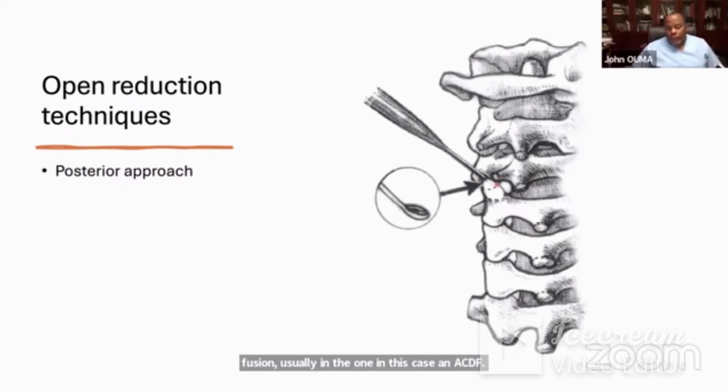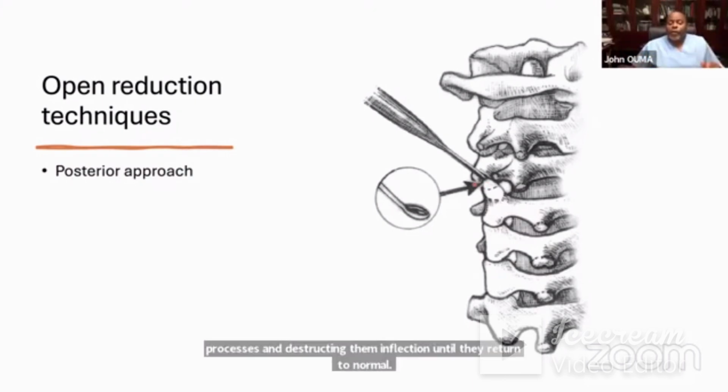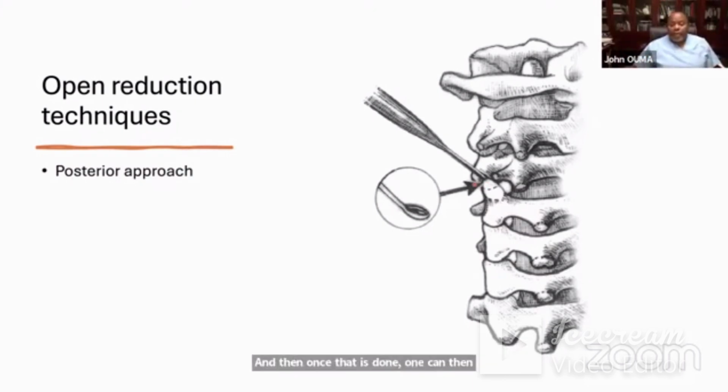Posteriorly, one can also do this, and with the posterior technique, again, one opens and physically gets the facet back in its place. In this case, this is an illustration of a unifacet dislocation. There are many techniques described with the bifacet, for instance, putting retractors on the spinous processes and distracting them in flexion until they return to normal. And then once that is done, one can complete a posterior fusion. So as one can see, there are many ways of skinning the cat.